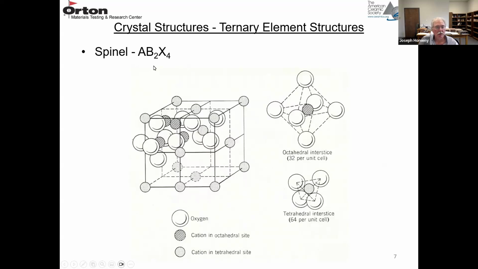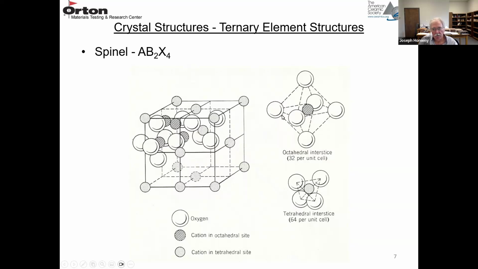So this is the unit cell for spinel, AB2X4. X is the oxygens, the large open circles. The cations in the octahedral sites, the crosshatched circles, that's the B sites. And then the dotted circles are the cations, the A sites.